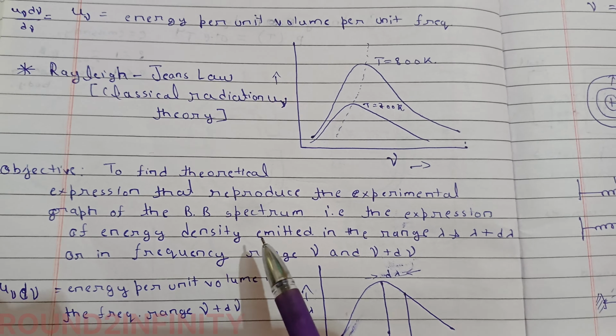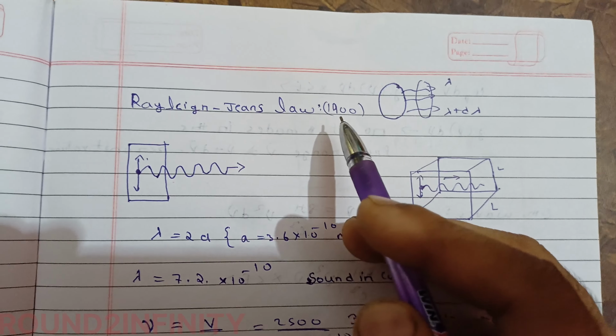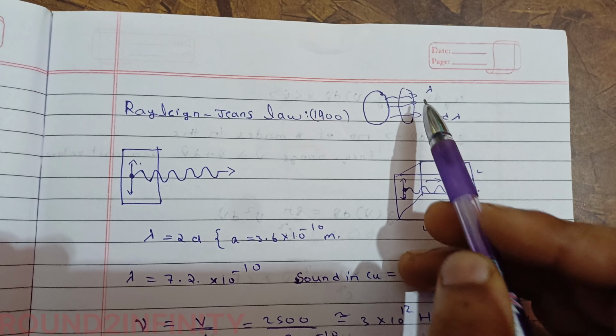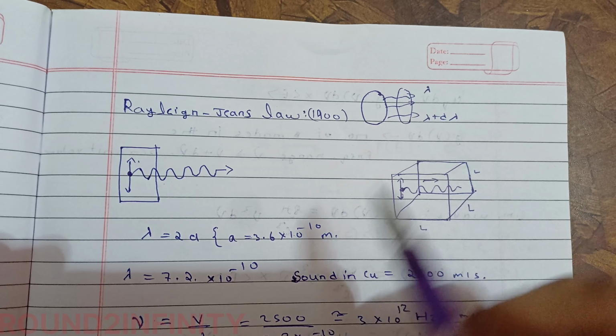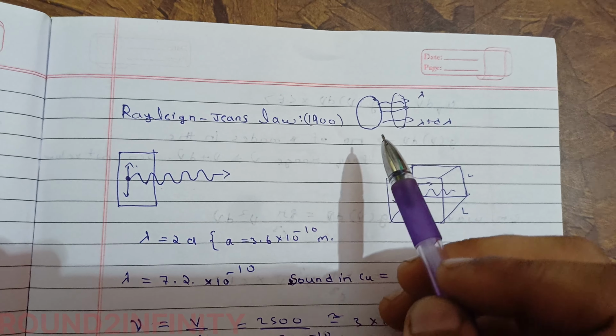Now what did Rayleigh-Jeans do? This was in 1900. We have a body which is heated, and it will emit radiation. Between lambda and lambda plus d lambda there will be some radiation emitted. There will be this energy per unit volume per unit lambda, and multiplying by d lambda gives you the total energy per unit volume in this range. We will study only that energy.